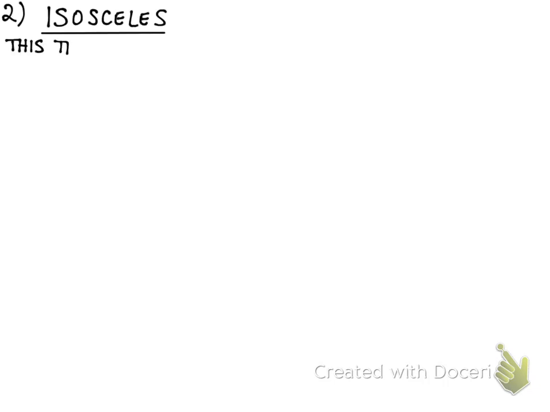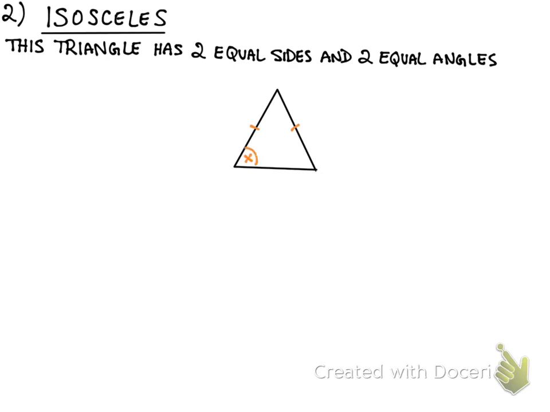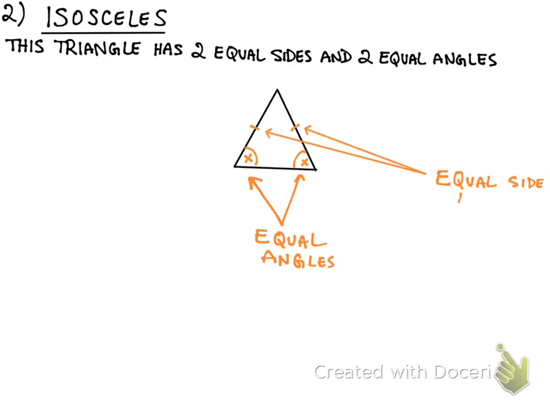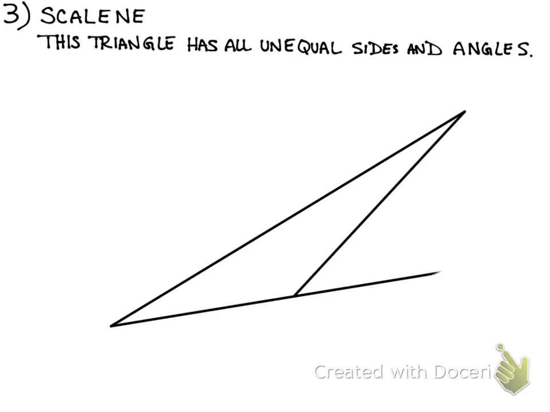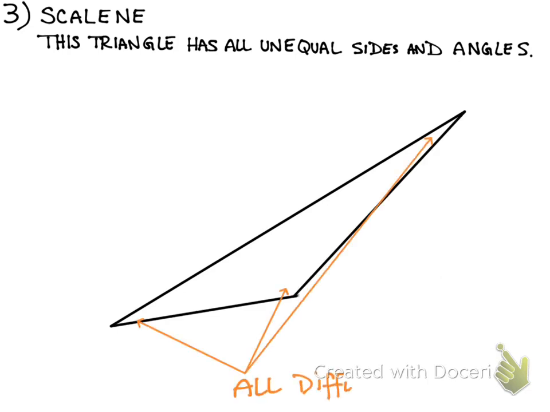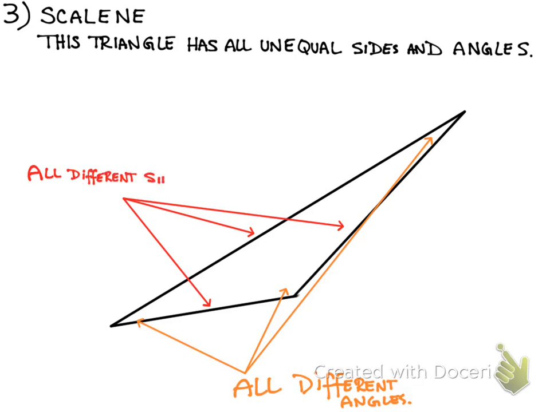The second kind of triangle you should be familiar with is the isosceles triangle. This triangle has 2 equal sides and 2 equal angles. The scalene triangle is the third type of triangle that you should be familiar with. This has all unequal sides and all unequal angles.